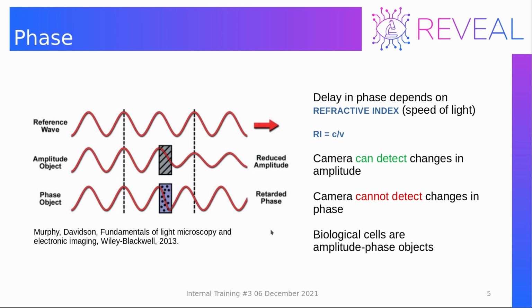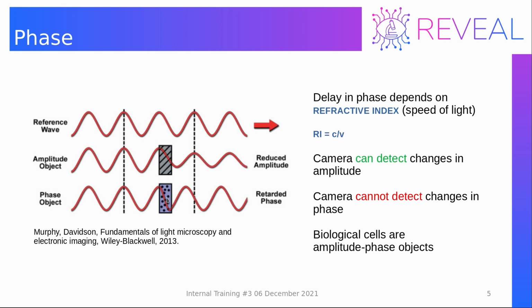So if you put a camera here, like a normal CCD or CMOS detector, what you would notice is that the camera can see the difference between this wave and this wave, because the camera can detect changes in the amplitude. However, it would not see any difference between this wave, the reference wave, and this wave, which has the same amplitude but is delayed in phase. There would be no difference between these two waves. The camera cannot detect changes in phase.